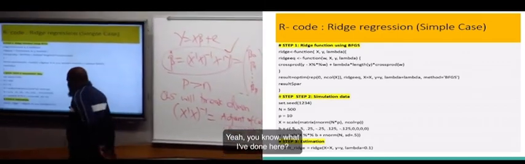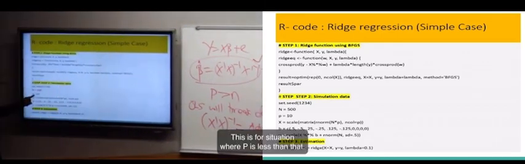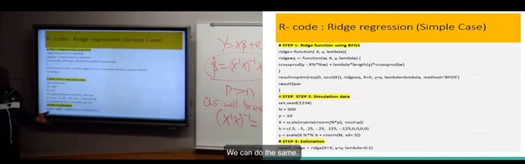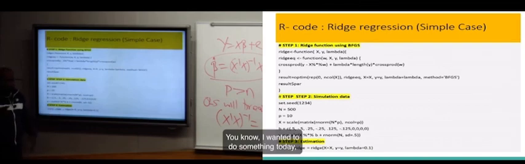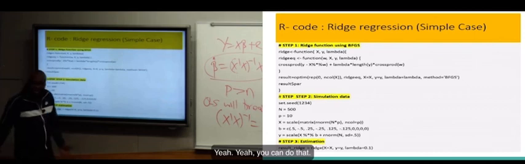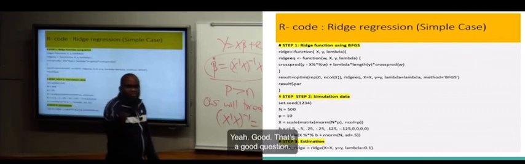What I've done here is for the situation where p is less than n. We can do the same. I want you to do something today: follow this code and do the opposite. When you are doing the opposite, we have a way to repeat. Yeah, you can do that. That's a good question.